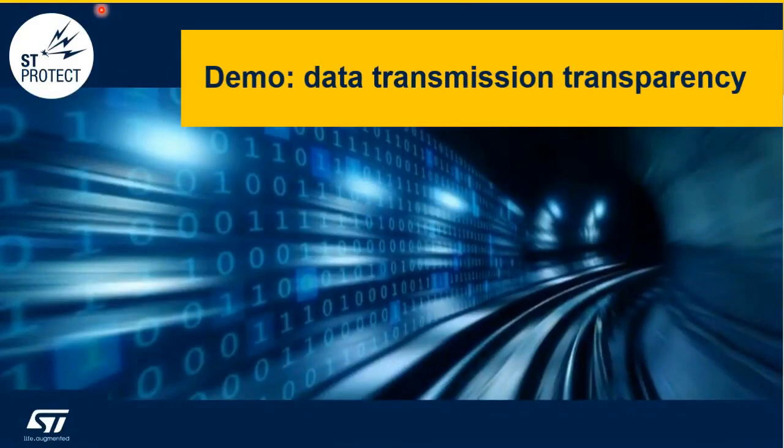Okay, now we will talk about the data transmission transparency. Indeed, the two demonstrations performed before showed us the efficiency of our common mode filter to suppress unwanted noise created by the common mode. So this is the first point. A second important point is the transparency of our filter in the application. Of course, our product shouldn't affect the useful high-speed signal transmitted between transceivers.